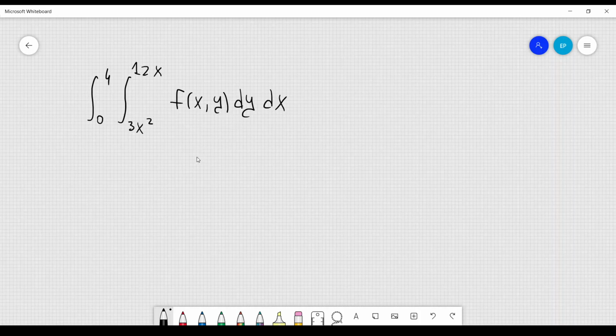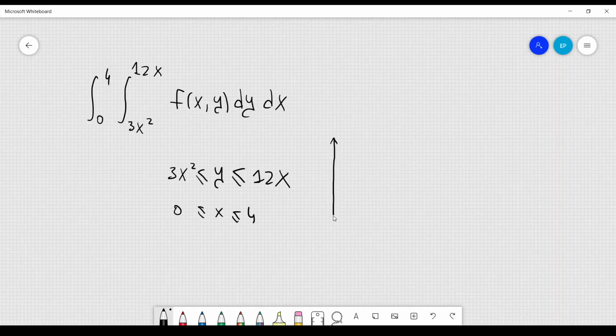The variable y, if we take a look at these limits of integration, is between the curve 3x squared, which is a parabola in the xy plane, and the line 12x, whereas the coordinate x, as you can see from these two limits of integration here, is between 0 and 4. So if we want to draw this domain of integration, we have something like this. It is quite simple.